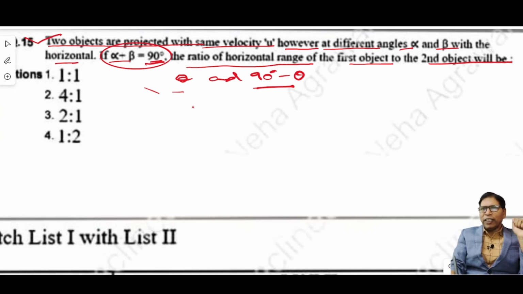Here alpha plus beta is 90 degrees, so their ranges are equal. Therefore, R1 is to R2 is 1 is to 1. Now option 1 is correct.